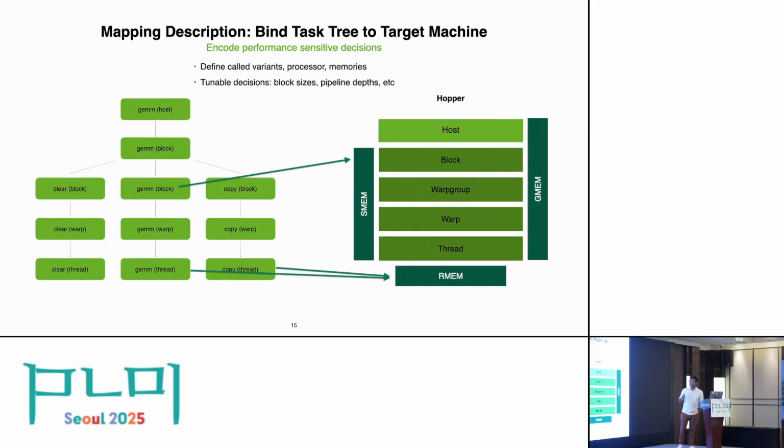So concretely, you can say things like, I want this task in the task hierarchy to put its tensors in shared memory, and these tasks lower to put their data into the registers. And the compiler is responsible for moving the data and maintaining synchronization as these mapping decisions change the program.